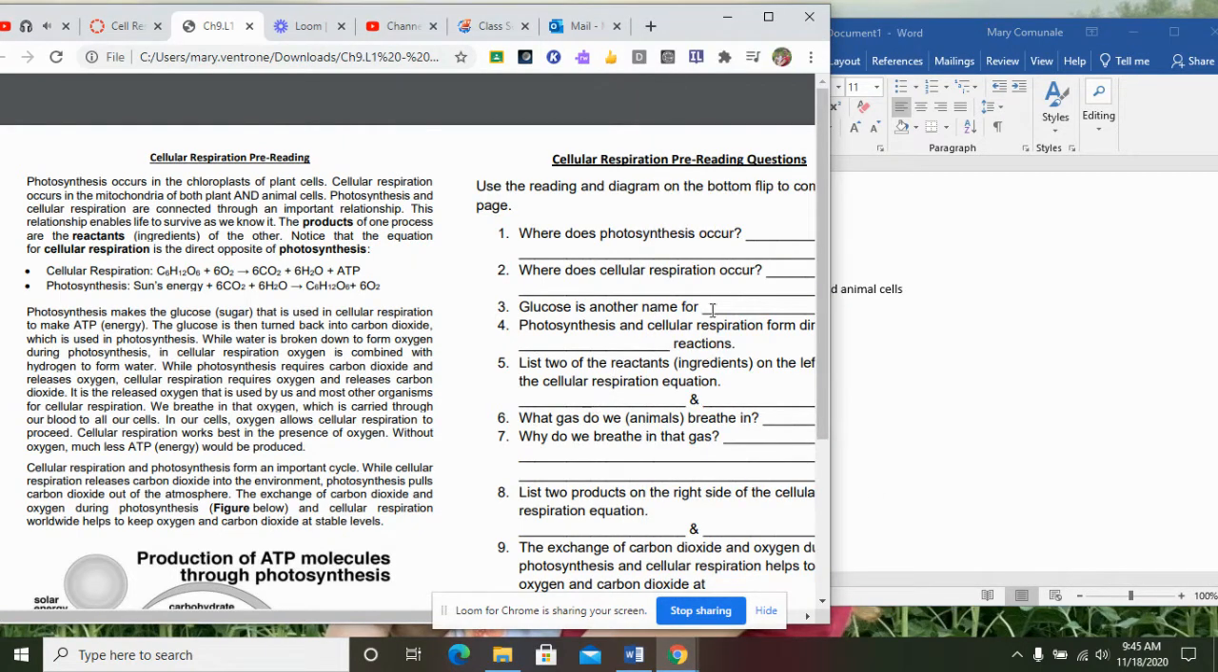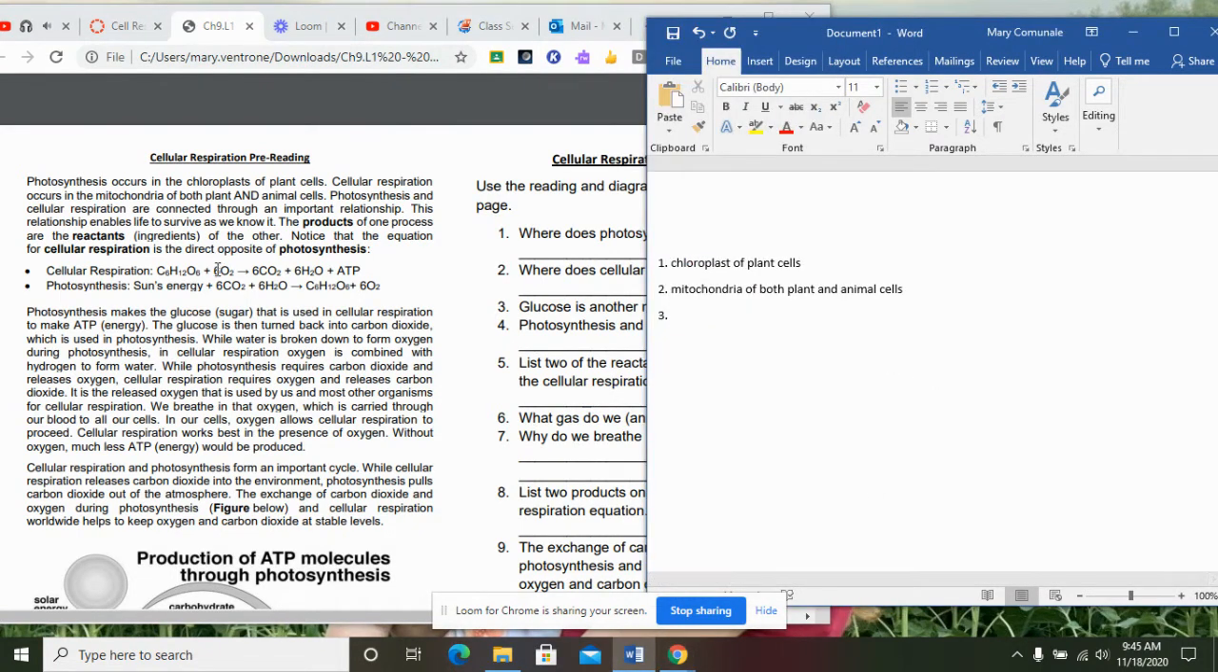Photosynthesis and cellular respiration are connected through an important relationship. This relationship enables life to survive as we know it. The products of one process are the reactants, or the ingredients, of the other. Notice that the equation for cellular respiration is the direct opposite of photosynthesis. So cellular respiration is C6H12O6 plus 6O2 yields 6CO2 plus 6H2O plus ATP.